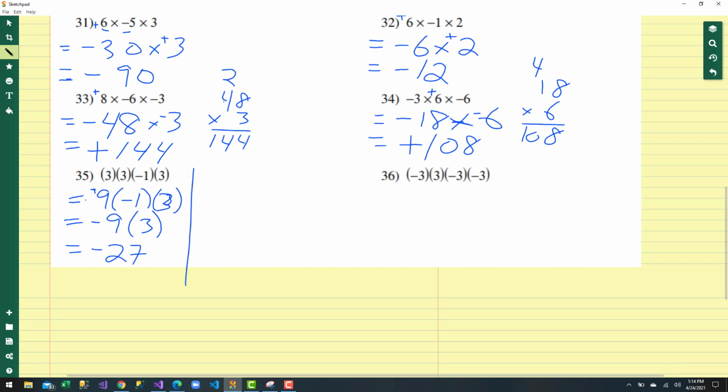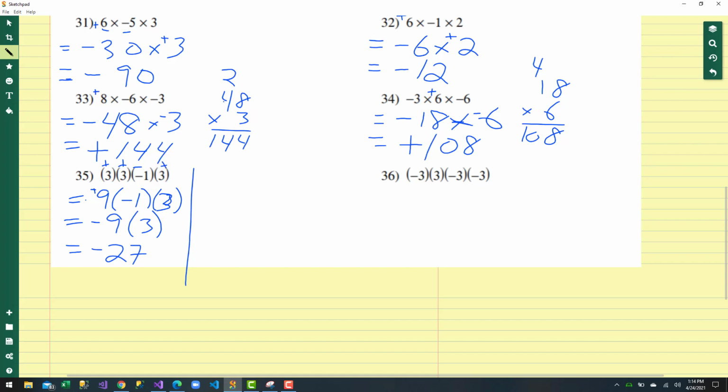Okay. You can actually predetermine the final sign of the answer. So let's try. A positive times positive 3. Positive times positive is positive. Okay, so I'm going to label this for a second. So we have positive 3, a positive 3, a negative 1, and a positive 3.